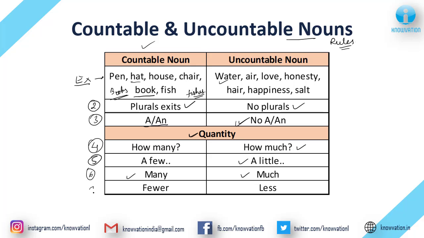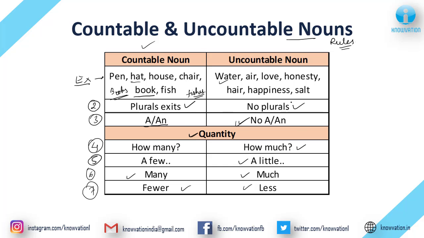Then the seventh is related to fewer and less. Whenever you want to show a lesser quantity, you can use fewer and less with countable and uncountable nouns respectively. So let's make a sentence with fewer. There are fewer chairs in my office. Whereas if you want to talk about an uncountable noun, you will say there is very less honesty left in the crowd today. All right, so that's how you're going to use these rules in terms of countable and uncountable nouns.